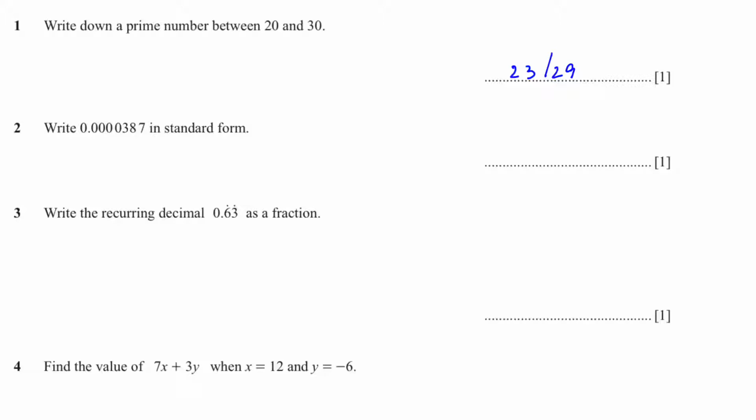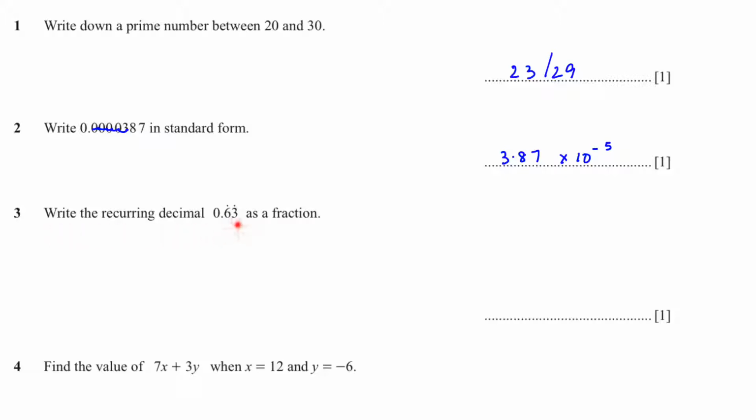The next question, write this number in standard form. Writing in standard form means we move the decimal, which is here, to here. There should be only one number before the decimal. So it will be 3.87. How many places did we move? 1, 2, 3, 4, 5. Because we moved the point 5 places, you will have 10 to the power of -5. If your decimal moves to the right, then it is positive. If it moves to the left, it is negative.